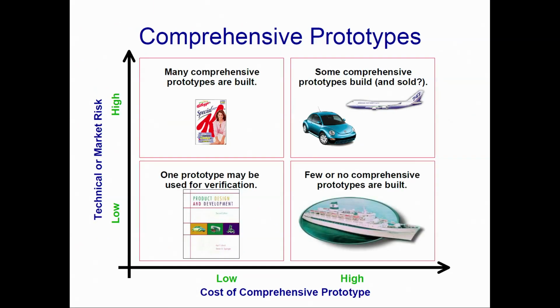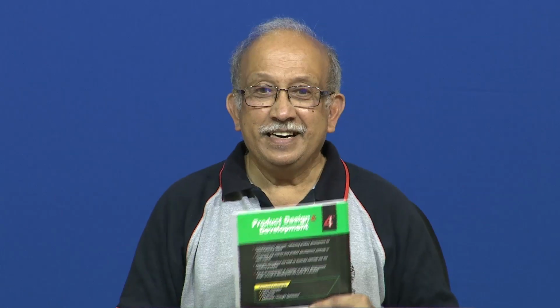So, we have technical or market risk versus cost of comprehensive prototype. You can read the matrix yourself. When the market risk is low and cost is low, take this book itself. In this case it is not so much about the contents, because contents are well known. It is more about the format, the picture, how well it is. This is widely used in graphics and professional things.